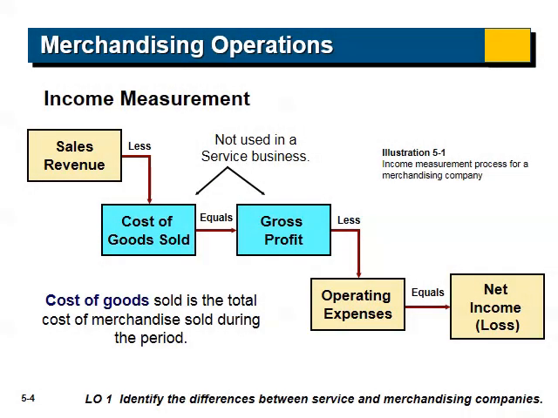So how we measure income is a little bit different. Remember, in a service company, it was just revenues minus expenses. Now we're going to change it a little bit. In this one, we're going to say sales revenue minus cost of goods sold equals what we call gross profit, which is just the profit over and above what it cost you to buy the merchandise. Then we subtract out all our other expenses like rent and utilities, and that gives you net income. So we have another step that we're adding in here, and that is the cost of goods sold.